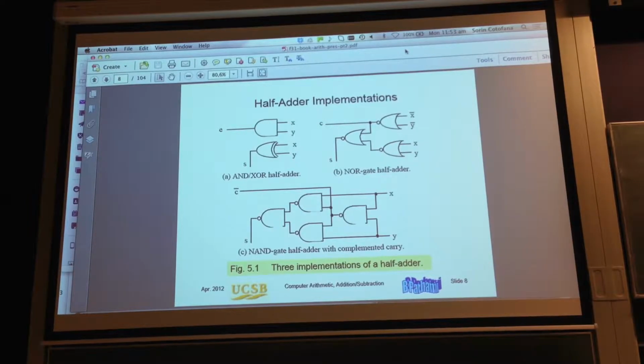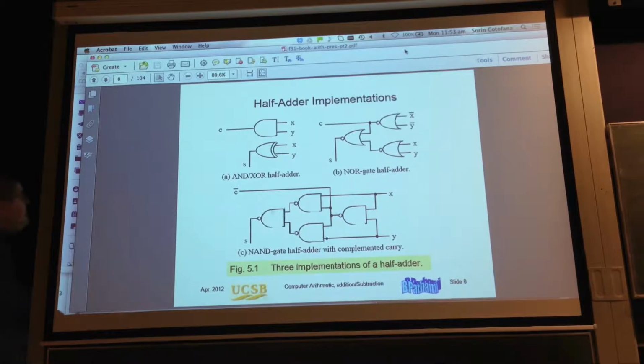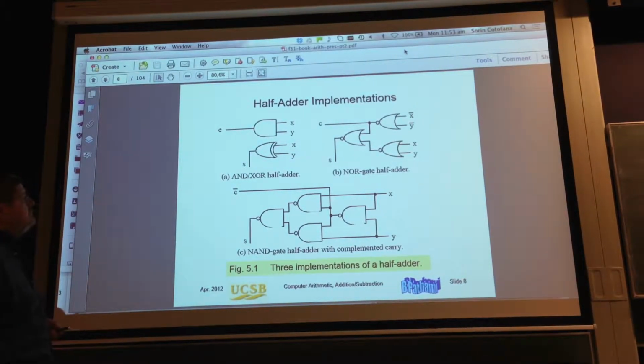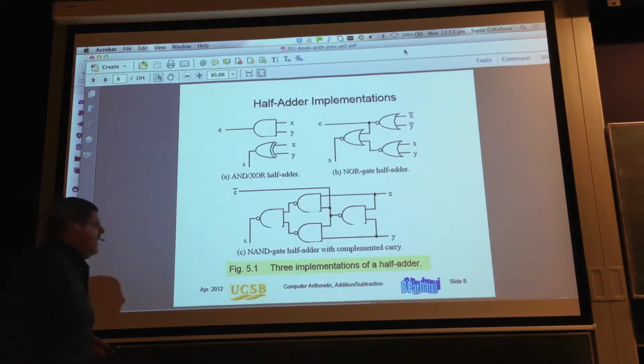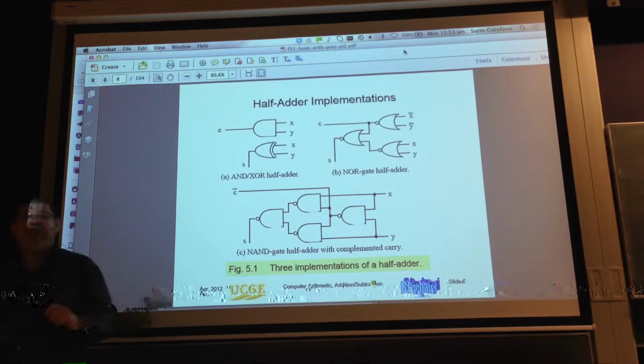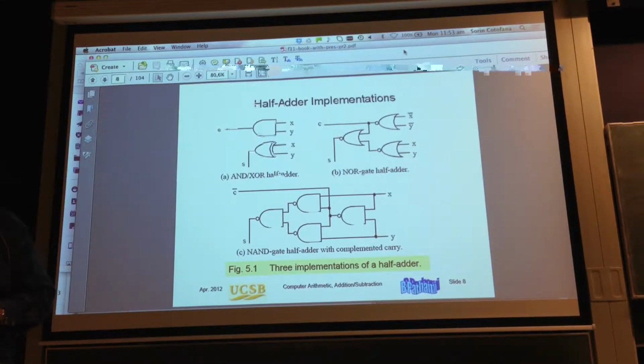Then, do you prefer any of those? No. Yes? Number B. Why do you prefer B? XOR is difficult to implement, and the bottom one uses one more gate than another gate, and it has an incorrect table. Okay. Each of them has advantages and disadvantages.